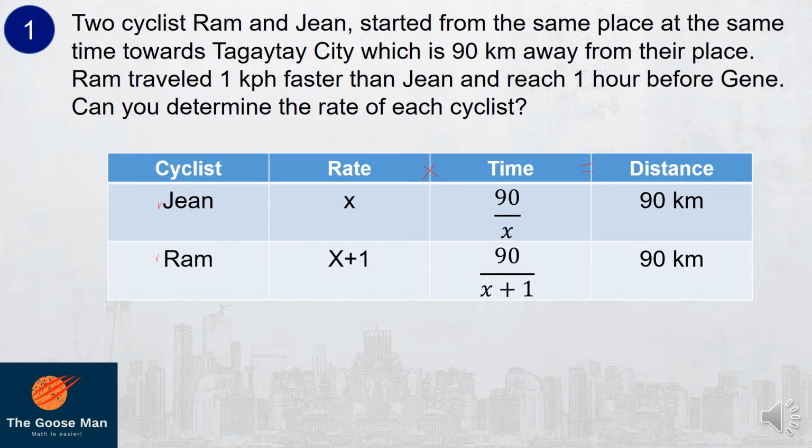Since the distance is equal to 90 kilometers, in order to get the time, that is 90 divided by x, this is the time of Jin. While the time of Ram is 90 divided by x plus 1. And take note that we can get the equation such that the difference between their times is equal to 1, meaning to say 90 over x minus the time of Ram, which is 90 all over x plus 1, is equal to 1.